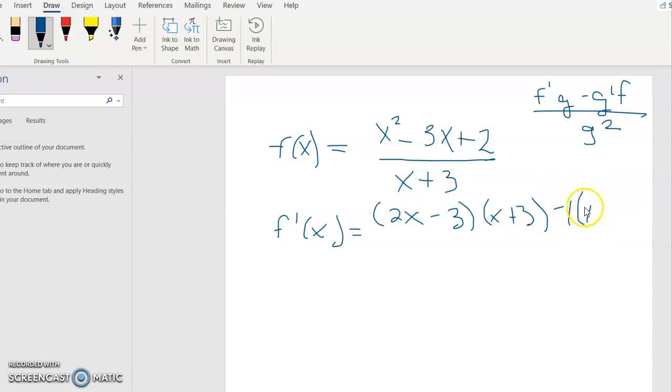and I'm really close to the edge here, so we'll see if I can. That is supposed to be a 2. I'm just really bad at drawing with a mouse. So that's a 2 right there. Over the bottom squared.